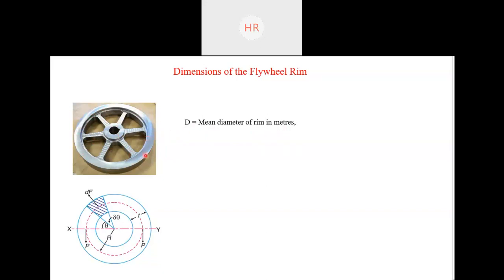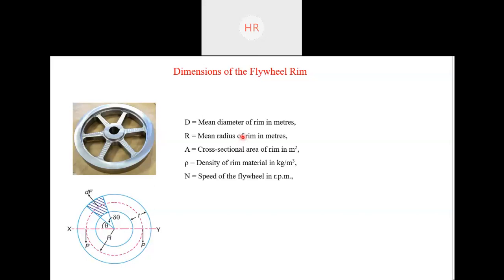The rim has an internal radius and an external radius, so the mean radius will be in between them. Mean diameter is the diameter of rim in meters. R is the mean radius of the rim. A is the cross-sectional area of rim in meter square. Rho is the density of the rim material in kilogram per meter cube.